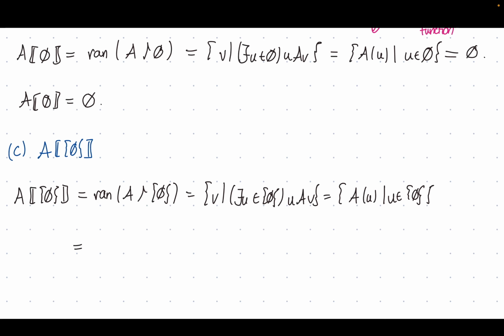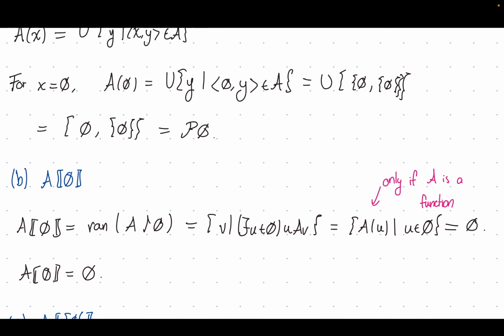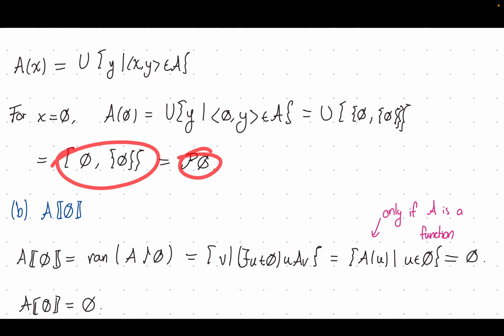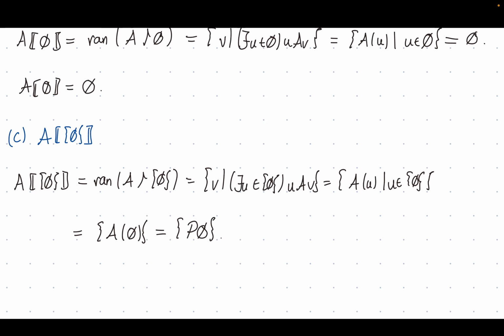Now, what is this? So, we can compute A of u for every element u in the set containing the empty set. So this is actually going to be the set of A of the empty set, which we showed is the power set of the empty set. So this is the set containing the power set of the empty set. I'm just going to leave it at that.